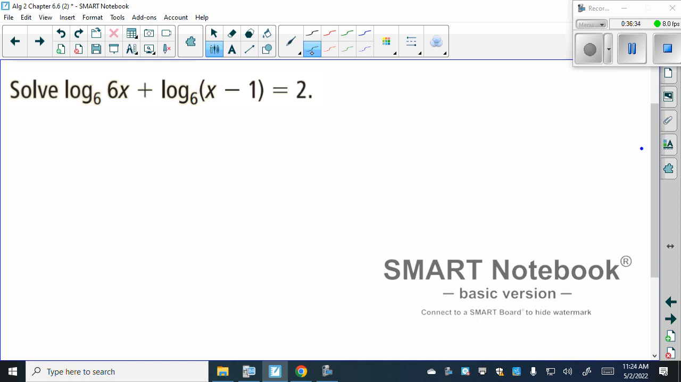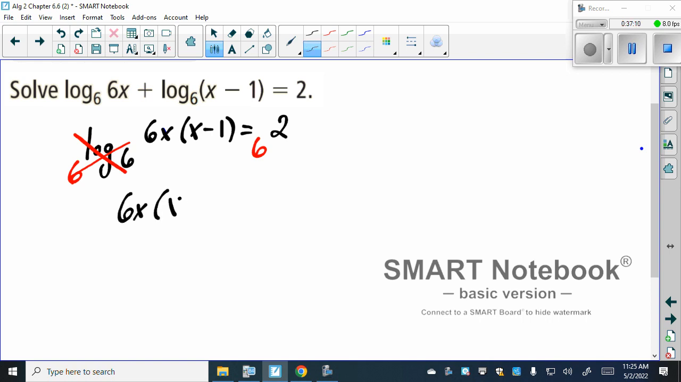Now for this one here, we do have two logs being added together. So we can rewrite it as a single logarithm with what's inside being multiplied. Now what can we do next? Well, we can apply what? A base of 6 to both sides, because 6 to the log base 6 will cancel out, telling us that 6x times x minus 1 is equal to 36.